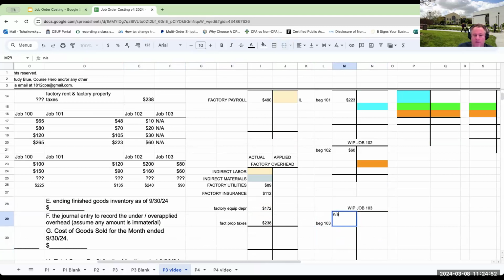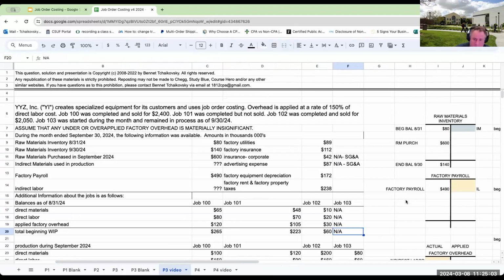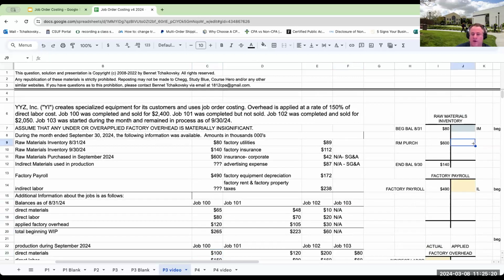Now, you don't have to write this if you're taking the test, but I'm just showing you why it has a zero balance: because we started it during the month, there would be no beginning inventory balance. Okay, now we've dealt with the beginning inventory. This one says production during September 2024. So for job 100, we have over here direct materials of 100.